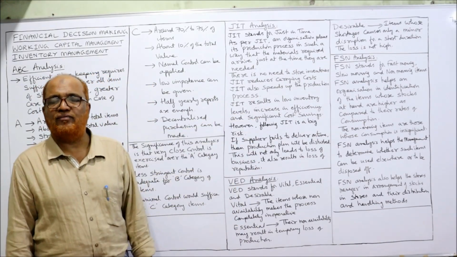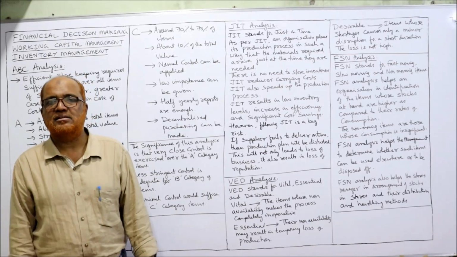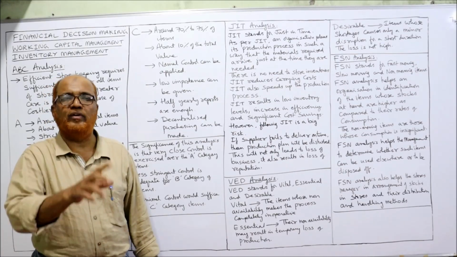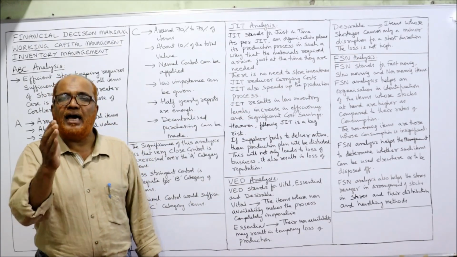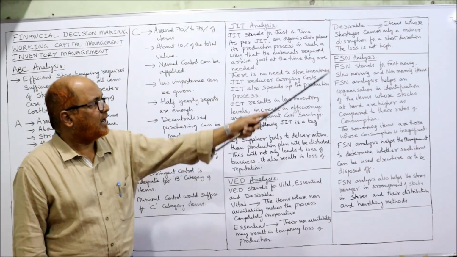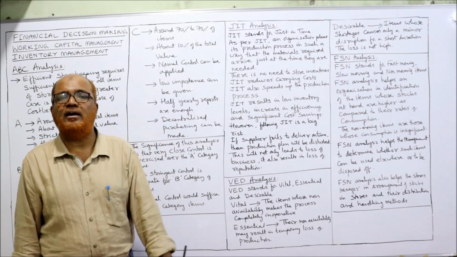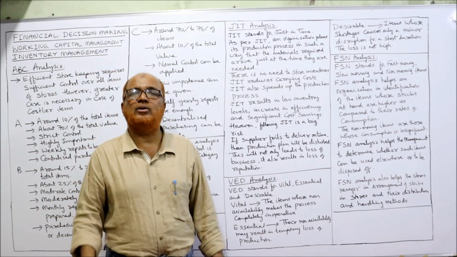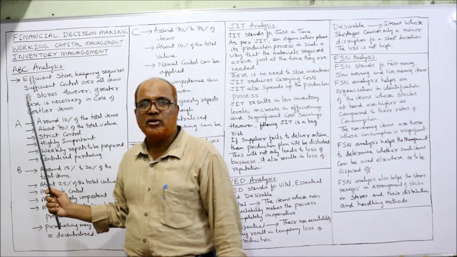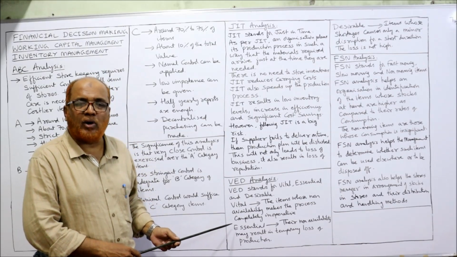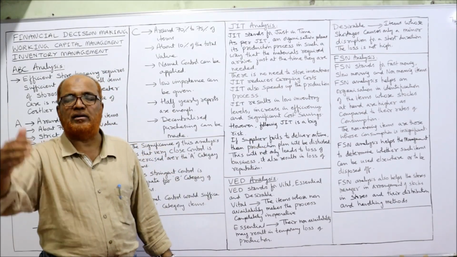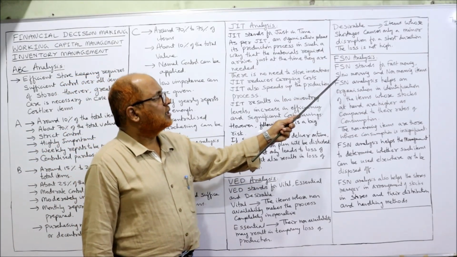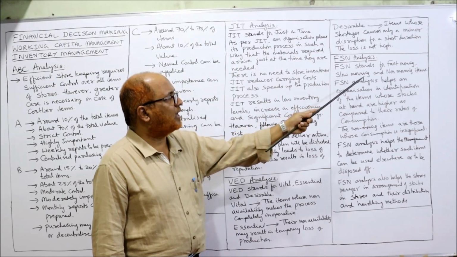Then the third and last one, FSN analysis. F stands for fast moving, S stands for slow moving, and N stands for non-moving items. So this FSN analysis classifies the inventory according to the movement, not according to the value, not according to the importance, but according to the movement, how the inventory is moving for production, right? Fast moving, slow moving, and non-moving.